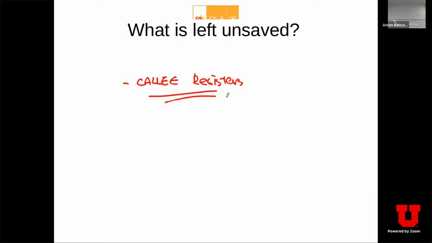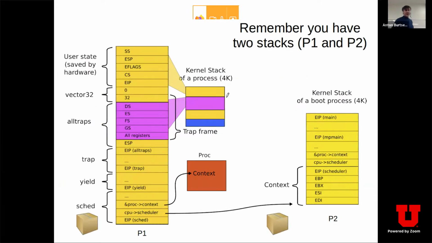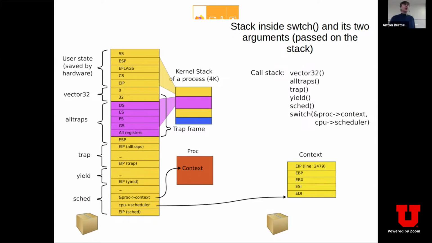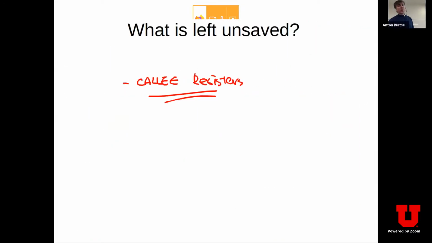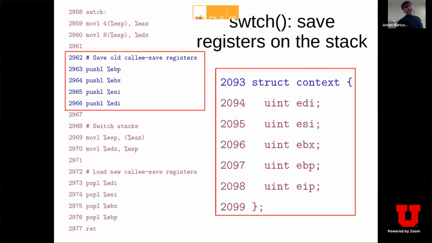For example, if whoever calls the switch function cares about the value of the EAX register, it will push the EAX on the stack. Maybe it will not, because maybe the caller of the switch doesn't care about EAX at all. Then it gets unsaved, and it was saved somewhere earlier, right? But what the switch is doing, it says, okay, according to the calling convention, we only have to save the callee-saved registers, right? And there are not many of them, only 5, right?